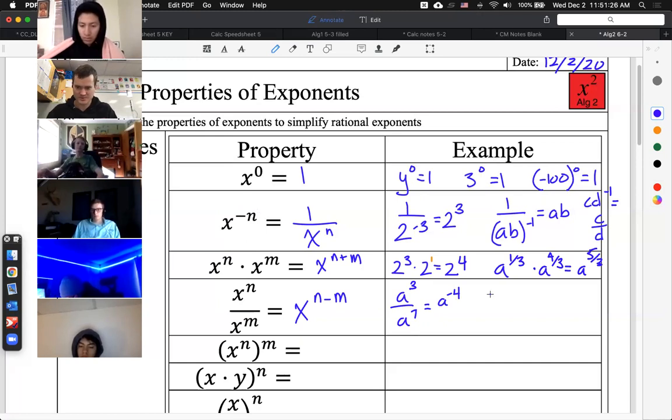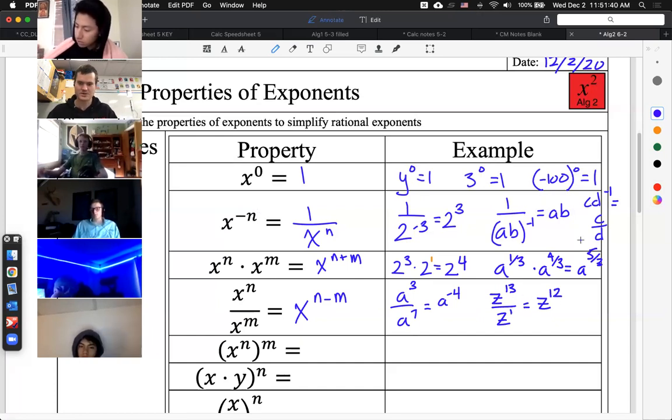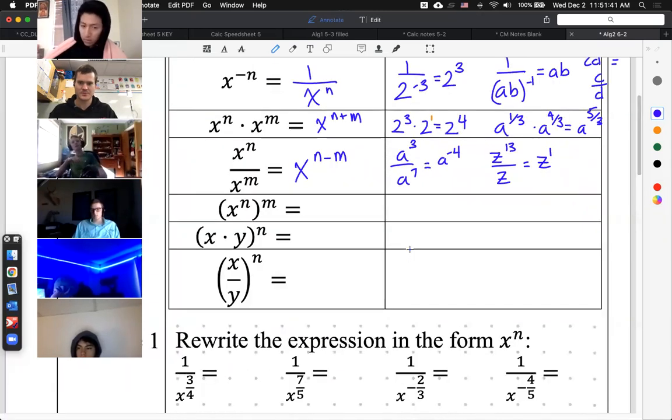Let's try another one. I'm making up stuff on the fly. So z to the power of 13 divided by z. That's equal to z to the power of 12. Why? Because that denominator had a power of 1, so 13 minus 1 is 12.